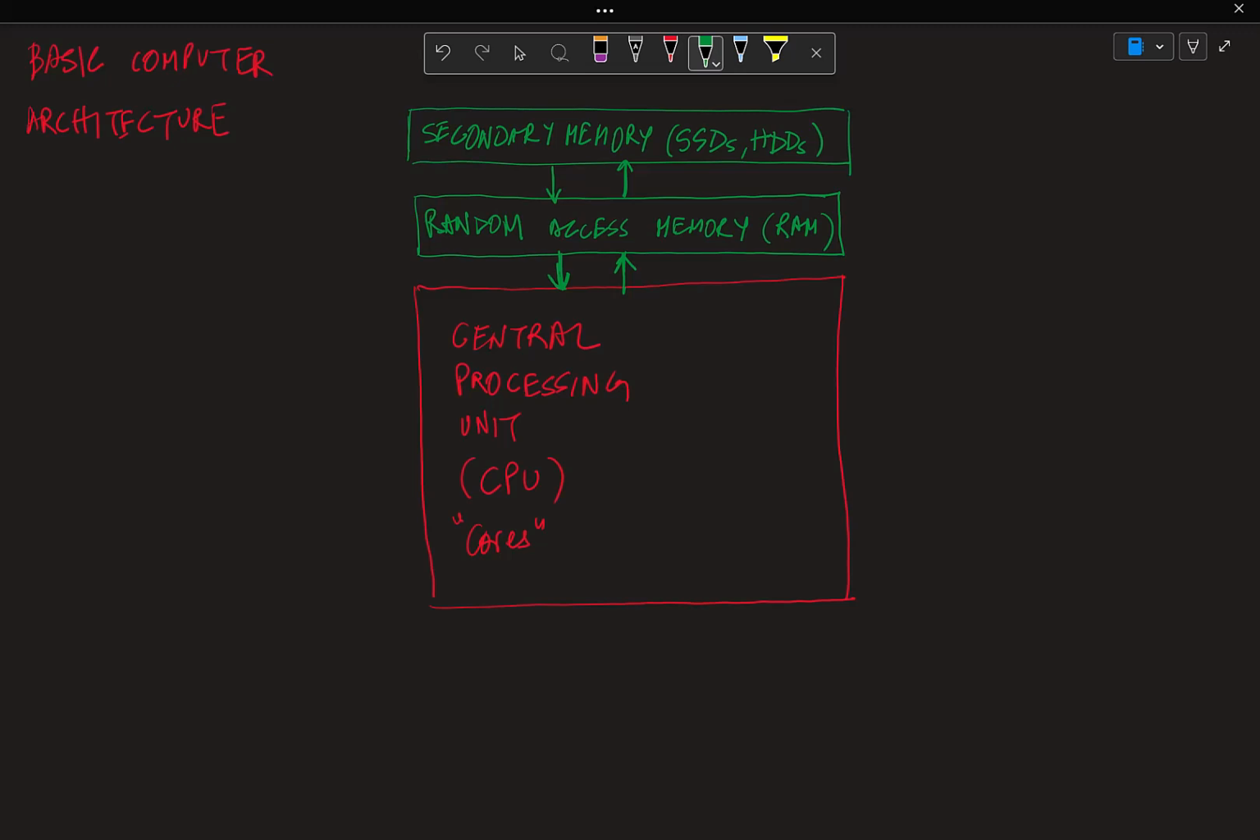Now, why have two different kinds of memory? The reason is that random access memory uses digital circuitry, and so it's very fast. So a random access memory can transfer gigabytes of data per second to the central processing unit. So it's fast. However, since it's based on electronic circuitry, it's also what's known as volatile, which means that when you turn power off, all the data in the random access memory is lost.